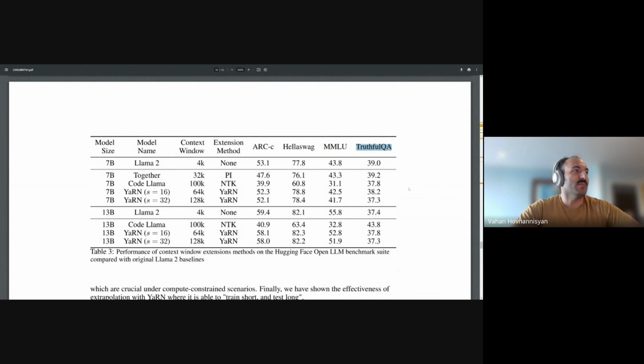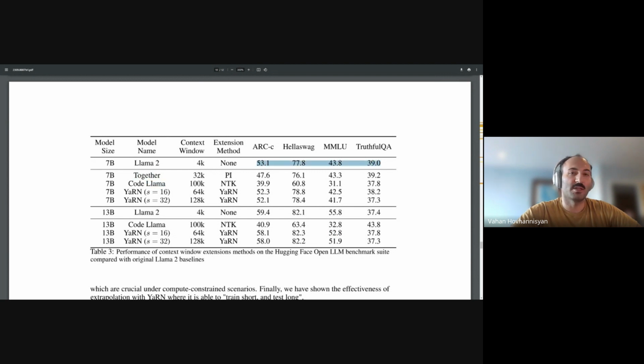And again, if you look at YaRN, the S16, the 64K one doesn't do so well, actually. But the S32 does very well. And here, higher is better, by the way. All those four, higher is better. So if you look here, both of them do pretty well, and there is not much degradation from the original models, unlike Together and Code Llama, which degrade quite a lot from the original models, actually. Those are the benchmarks for the original models.